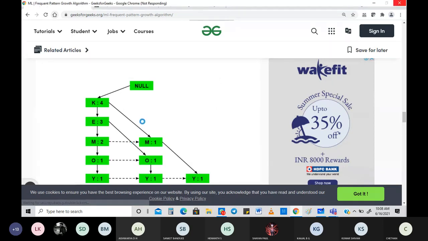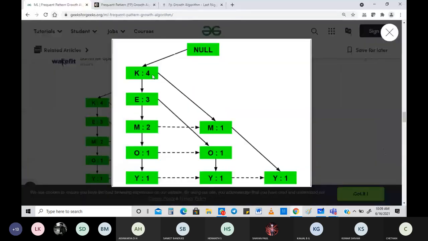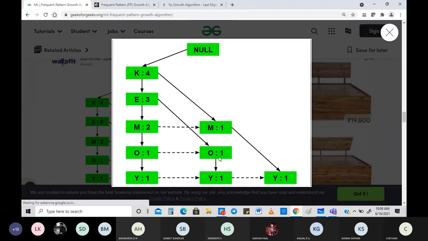How do you make out a direct contact between K, E, O? Very simple. K is here, E is here, and O is directly coming through right here. It's coming directly without any problem. So you can easily increment K, which will become 5. E, increment, it will become 4. K, E, O, already there's a path. So, O can be incremented to 2.